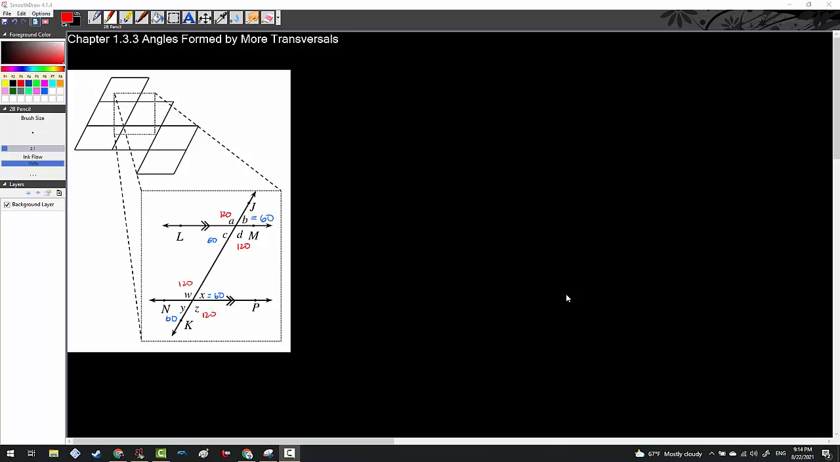In today's episode, we will be discussing Chapter 1.3.3, which is angles formed by more transversals, which is kind of odd. I think it should be called more angles formed by transversals, but who am I to argue with the book here? But here we go.